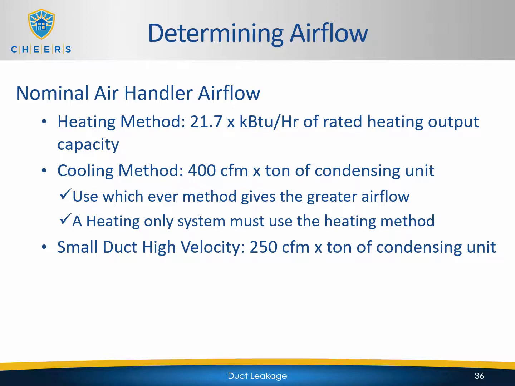The nominal air handler airflow can be calculated in one of two ways. It's either going to be, if you're using the heating method, 21.7 times the kBTU per hour of rated heating output capacity. Now don't get this confused with the input capacity. A lot of furnaces will list the input capacity but not the output. So you need to make sure that you're using the output capacity on those.